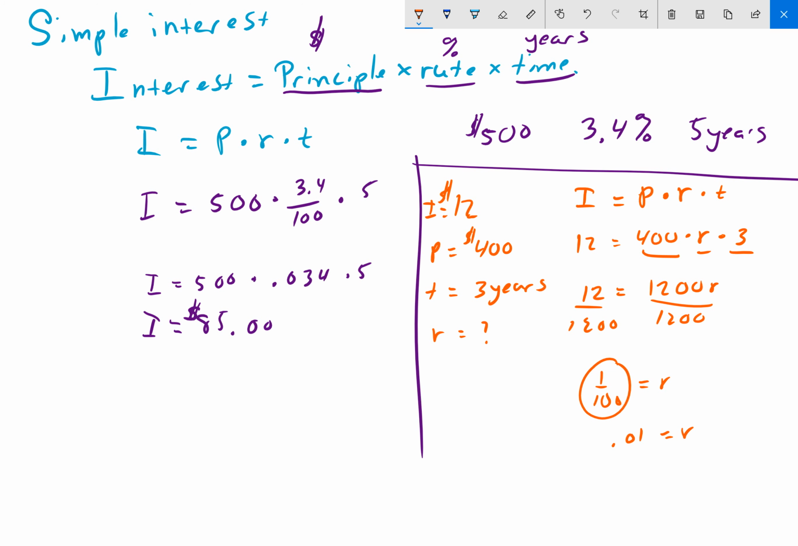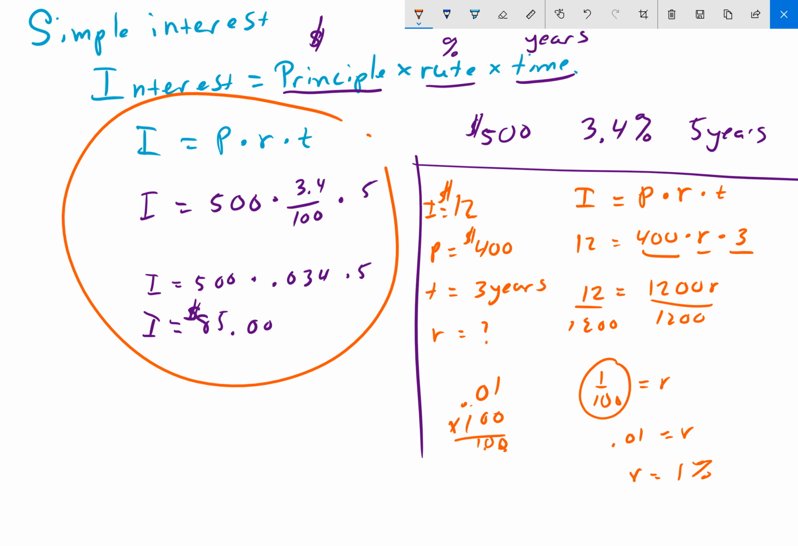Now, if I wanted to make this a percentage, I'd multiply by 100. And when you multiply 0.01 times 100, I'm going to move my decimal over 2 spots. And I get 1%. That's it. That's simple interest in a nutshell. You'll probably only have to worry about this. You probably will not need to worry about this, but in case you do, you have it.